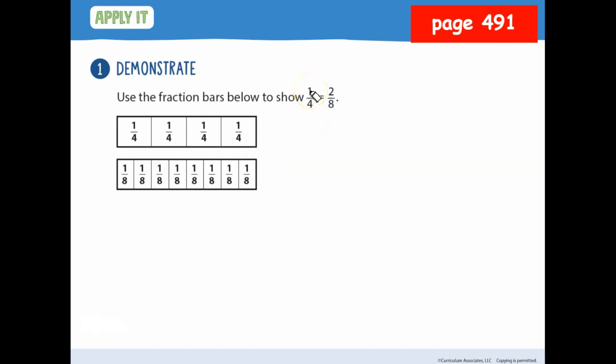My numerator is 1. How many am I going to shade in? One. And how many eighths am I going to shade in? Two of them. Are they equal? Yes or no? Yes, I shaded the same amount.